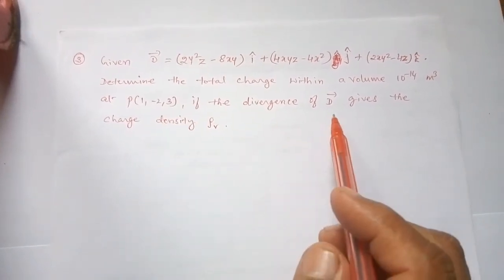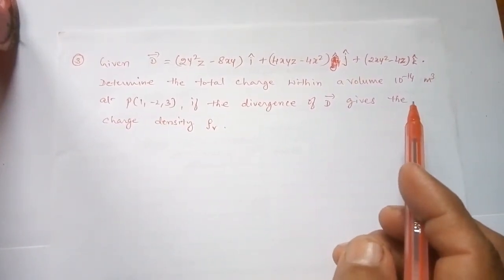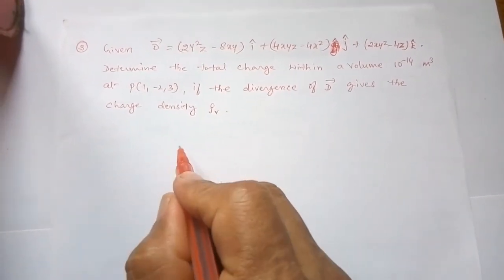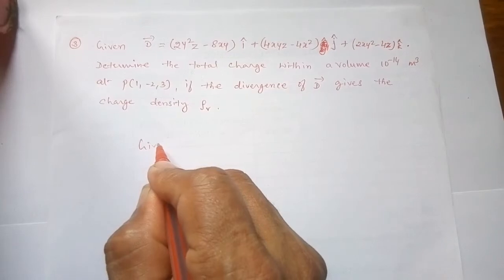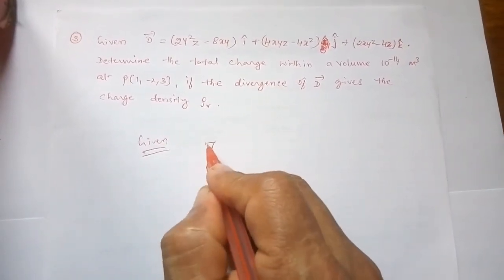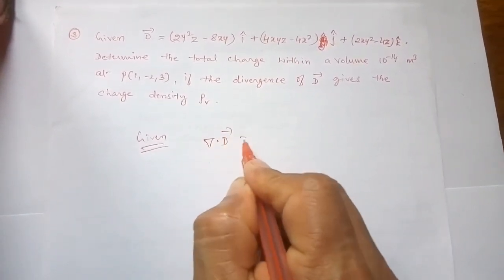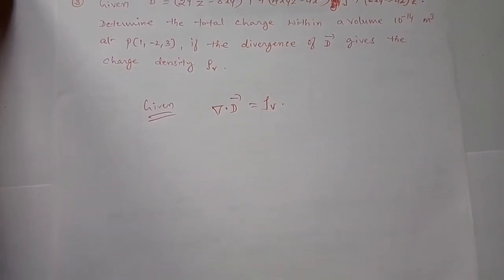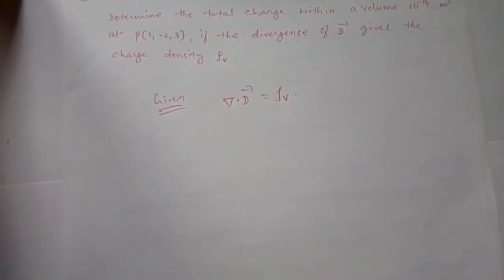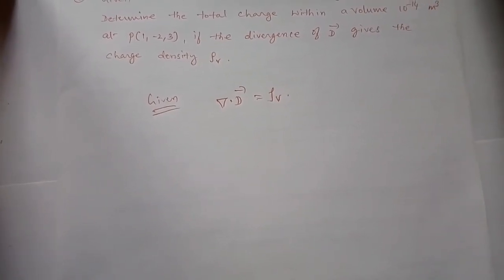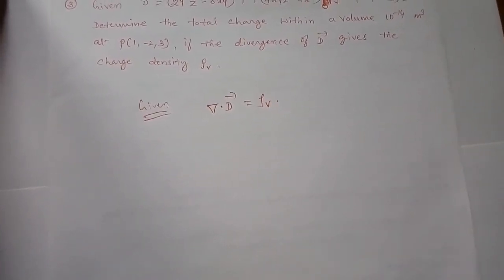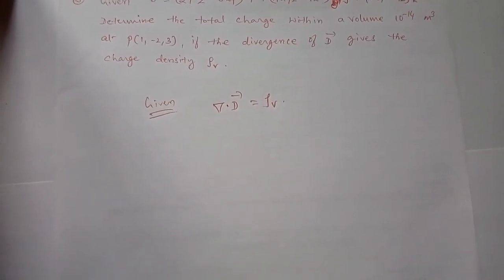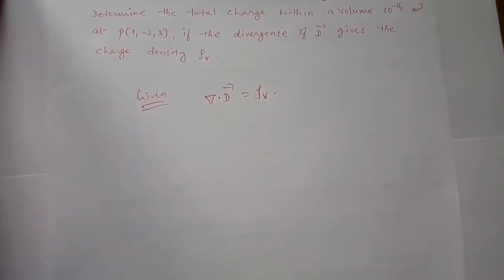If the divergence of D gives the charge density rho v. So what is given? The given data says del dot D is nothing but charge density. So we have to find out total charge within the volume. Okay, let us do that. First let us try to find out charge density, then we can find out total charge within the volume.